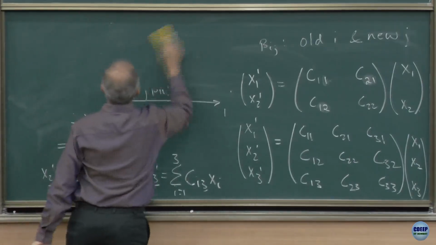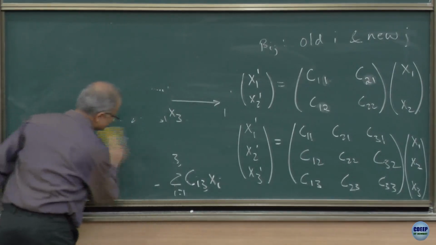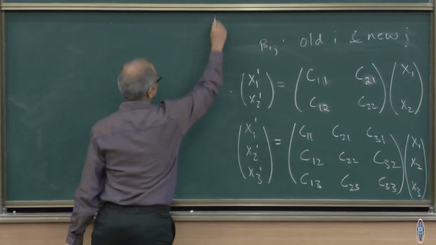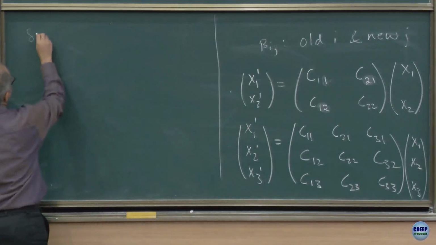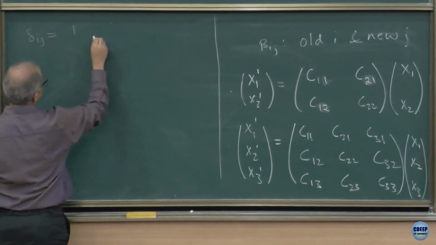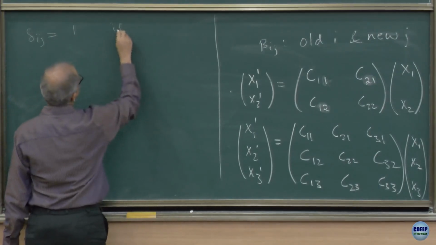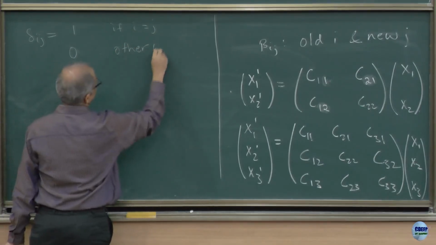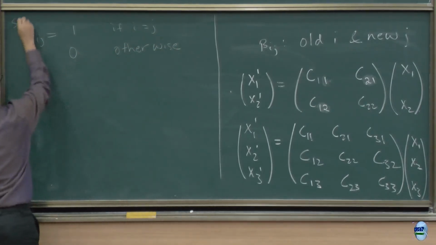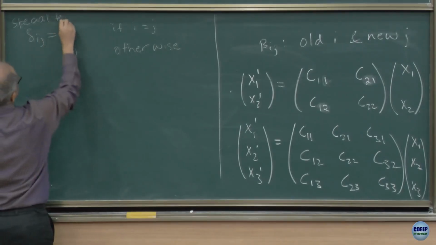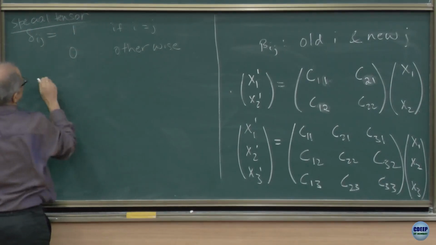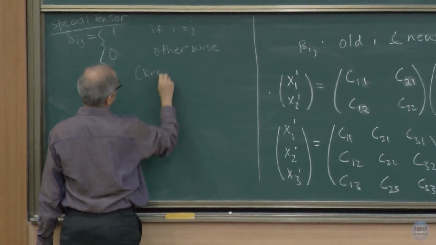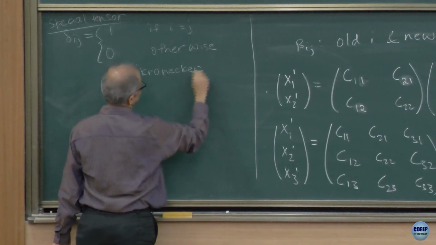So now we'll move on, and we will say that there are two special tensors. One is the Kronecker delta, delta ij. This is 1 if i is equal to j and is equal to 0 otherwise. So this is a special tensor, and this is known as a Kronecker delta. I hope my spelling is correct.